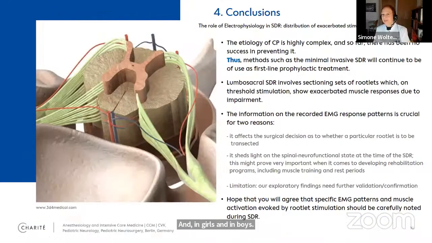So, conclusions. The etiology of CP is highly complex, and so far there is no possibility and no success in preventing it. Thus, methods such as the minimally invasive SDR will continue to be of use. SDR involves sectioning sets of rootlets which on threshold stimulation show exacerbated muscle responses due to impairment.